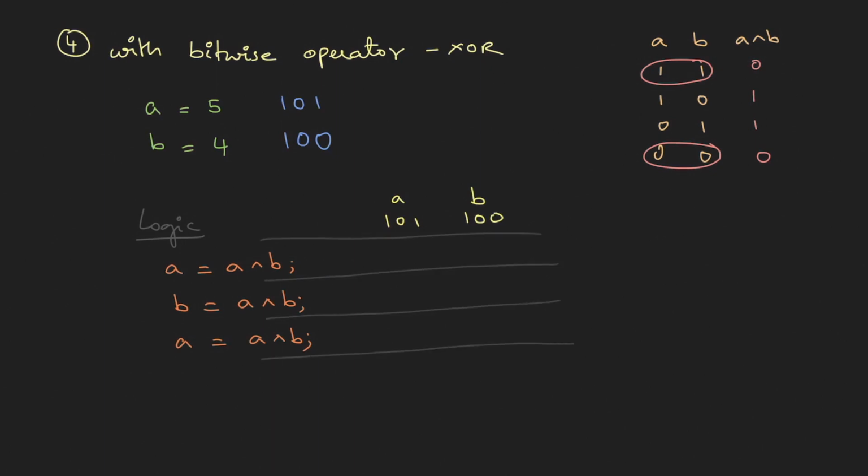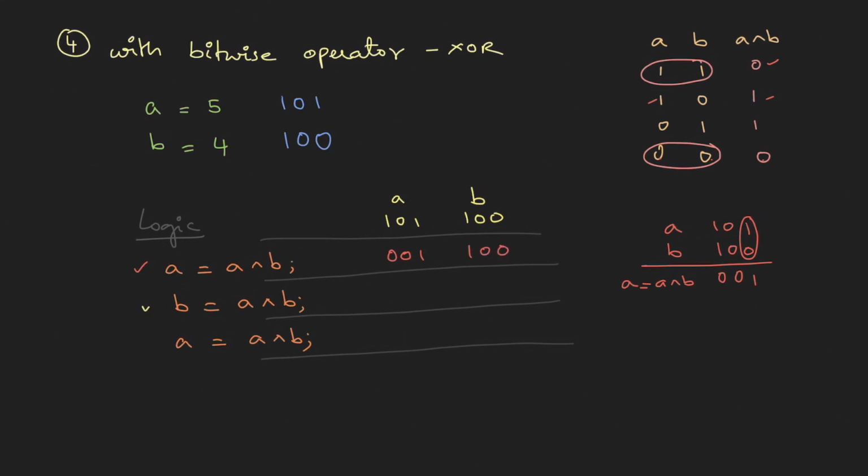The first step is A XOR B. So A is 101, B is 100. Now what we are doing is A XOR B, bit by bit. So look at the first two bits, 1 0. So 1 0 it is 1, 0 0 is 0, 1 1 is 0. Alright, so we got this. Now this we are storing in A. That is the first iteration. So let me write the values. A will be changed to 0 0 1. B remains the same, so 100.